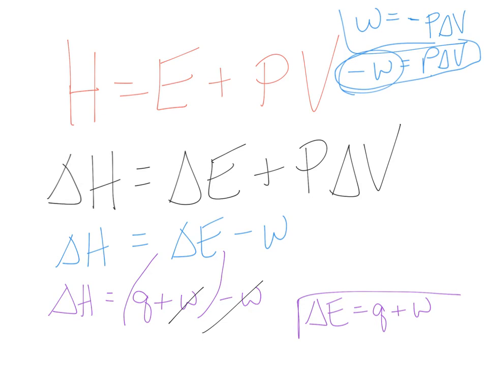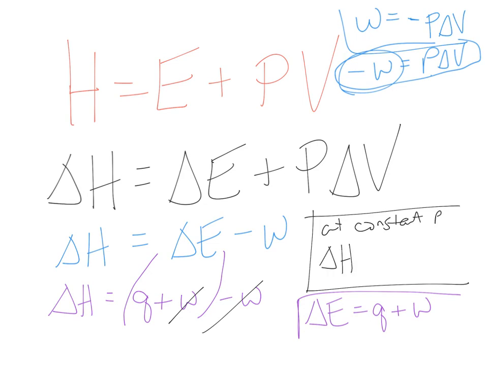So this is at constant pressure. I'll make another box because we defined that at the beginning. At constant P, our change in enthalpy will be equal to heat transferred. And that's going to come in very handy when we look at heat being released or absorbed in equations. We'll be able to figure out the enthalpy of those equations.